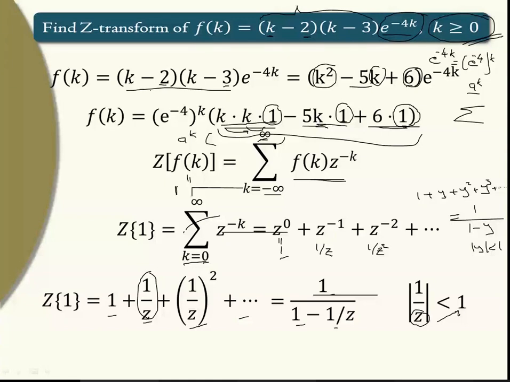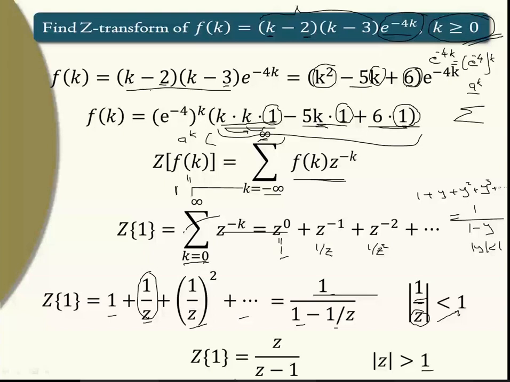So the Z transform of 1 becomes z upon z minus z into 1 by z, which will be 1. That is z upon z minus 1. We are just multiplying and dividing this term by z. And if you take mod z to the other side, mod z becomes greater than 1, because mod of 1 is 1. Now we got the Z transform of 1.